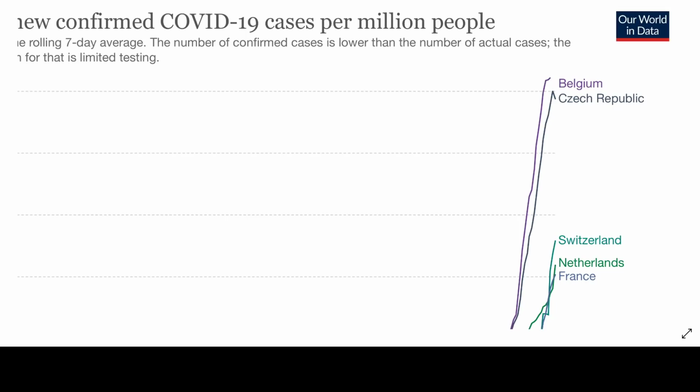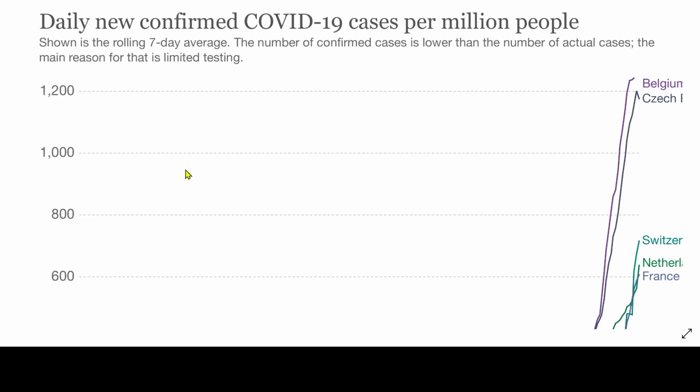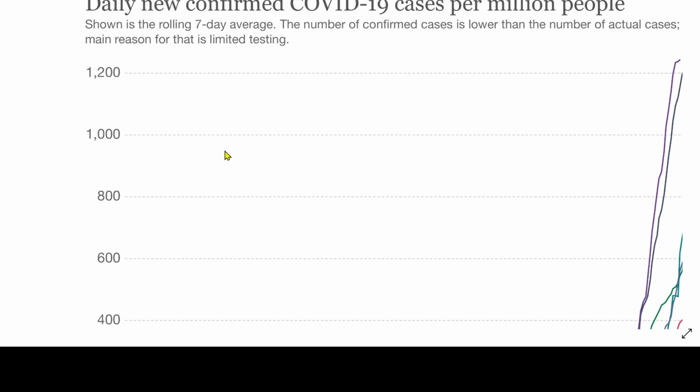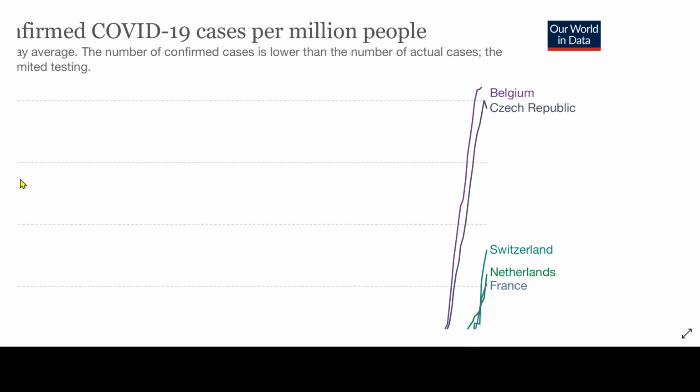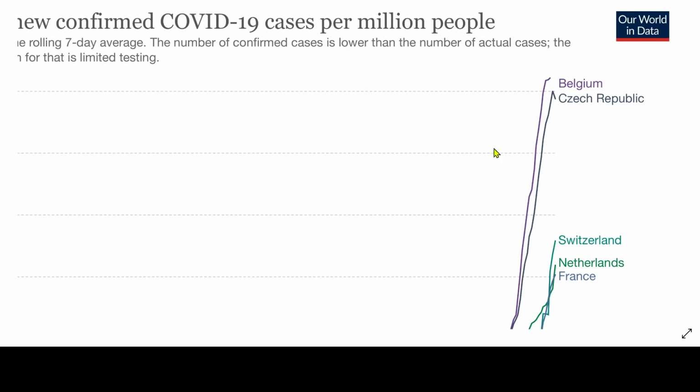This is the graphic we've been starting off with recently, the new cases per million of the population. And we see the linear scale down the left hand side. The highest cases in Belgium and Czech Republic. Important to look at it per capita because normally these wouldn't show up because they're relatively low population countries. Leading the pack in the worst possible way, of course.